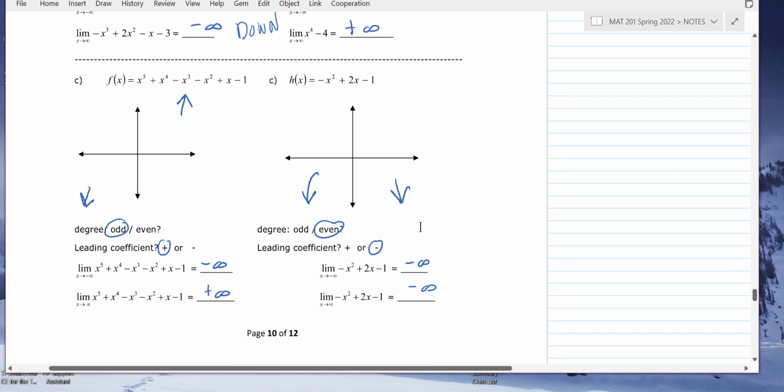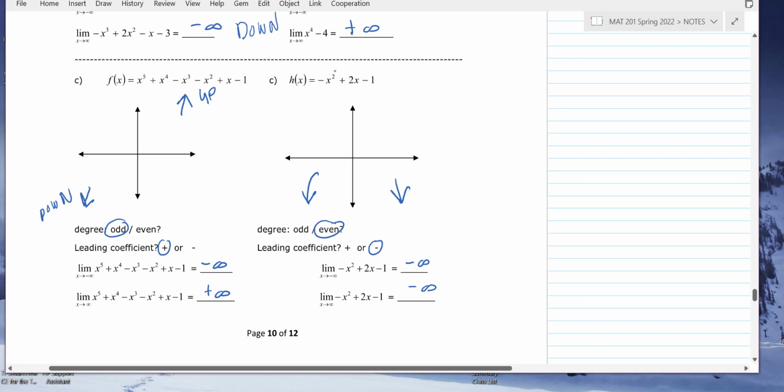The next one is a 5th degree polynomial, so it's odd. The leading coefficient, the number in front, is positive. So what happens is as you go to the right, you go up. So the limit as x goes to infinity will go up to positive infinity. And then if you go to the left, the graph goes down. So if x goes to negative infinity, the limit is going to negative infinity, like that.